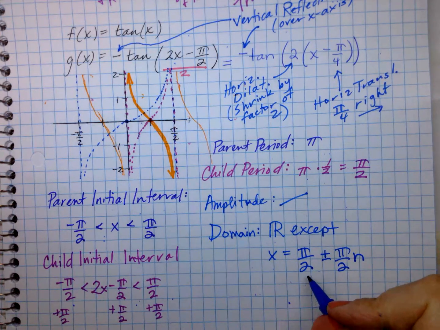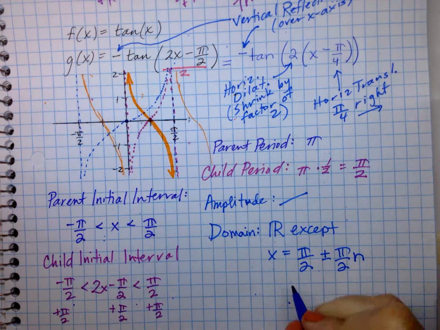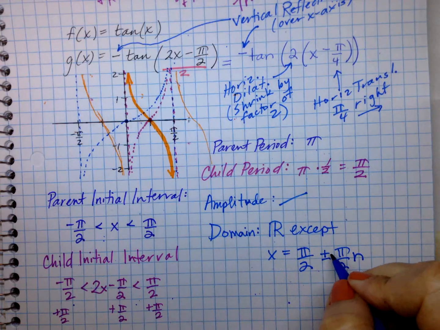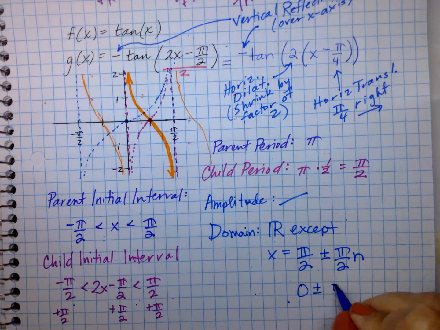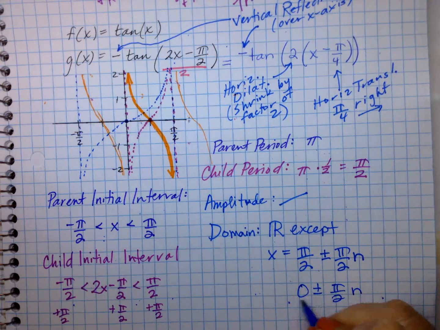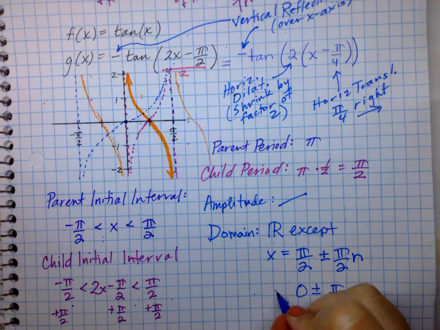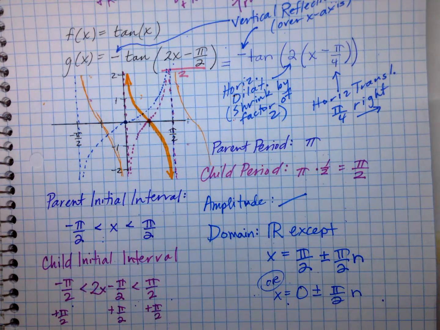The other way you could say this, I did notice we have an asymptote right here at 0, so you can make life even easier for yourself. And you could say, instead of x equals pi over 2 plus or minus pi over 2 n, you could even say 0 plus or minus pi over 2 n, because that's another place where the asymptote is. Technically, you can pick any of these asymptotes and write this expression, but I do like to make life easy for myself. Both of those would be a correct statement for how to describe the domain.